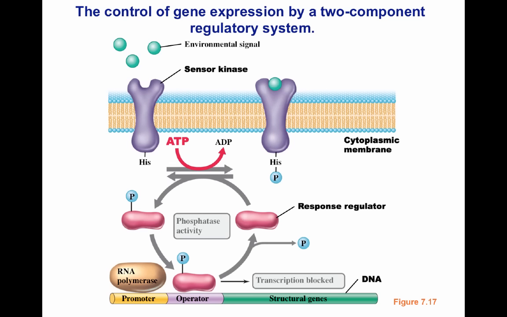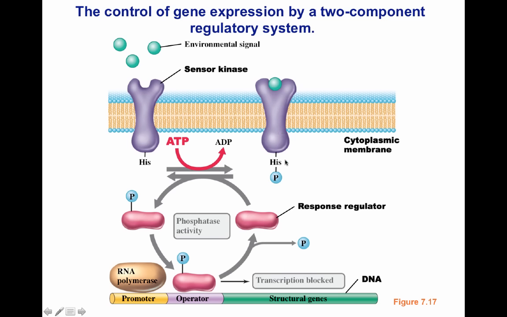Here is an image of the general concept of the 2-component regulatory system. Here is the cytoplasmic membrane where you have the presence of the sensor kinase. The sensor kinases tend to be histidine kinases. So once the environmental signal binds to that sensor kinase, the sensor kinase is going to autophosphorylate its histidine.